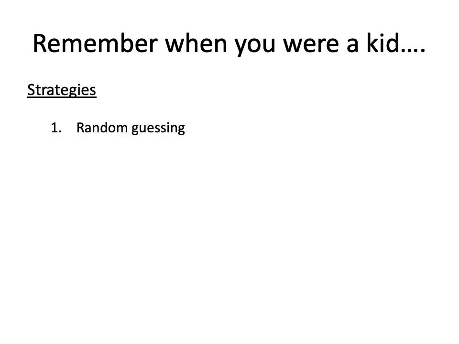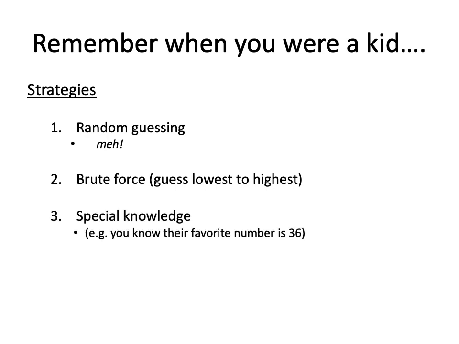Well, one would be just pure random guessing. Just guess random numbers and hope that you don't guess the same number twice because then you lose a turn. It's not so great. Another way is to do brute force, to guess the lowest number and go all the way up to the highest. So guess 1, guess 2, guess 3, and it might take a while. Another one is special knowledge. For instance, if you know that your friend's or your CS professor's favorite number is 36, you might think that maybe I should guess that right away, or at least guess that pretty early, and then maybe go to one of the other strategies.